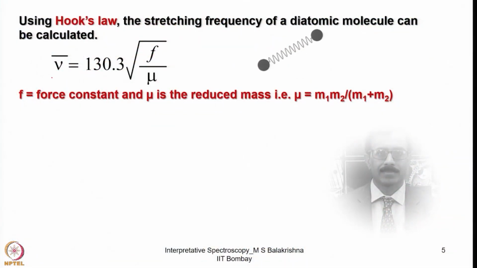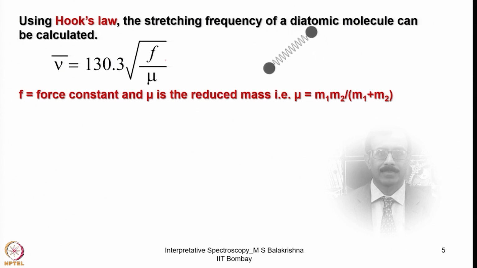In my previous lectures, I was telling about how the stretching frequency of a diatomic molecule or of a bond can be related to its reduced mass and also the stretching force constant. The simplest equation one can think of is nu bar equals 130.3 into square root of F over mu. In some equations for stretching force constant, K is also used as an abbreviation. Doesn't matter whether F or K, you should remember this refers to stretching force constant.